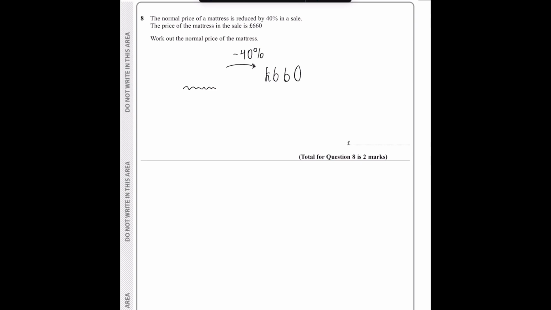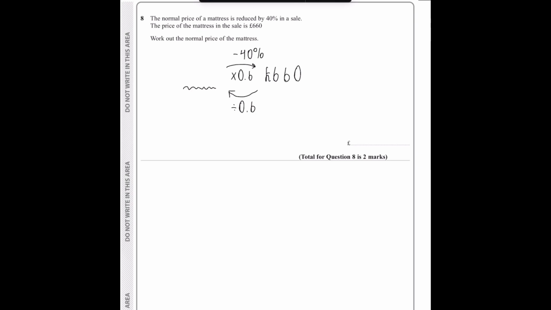But we want to work out what the normal price of the mattress was. So the first thing we want to do is figure out, what do you need to times by to reduce the price by 40%? So you can times it by 0.6, can't you? But to go back, the opposite of timesing by 0.6 is dividing by 0.6. So what you can then do is divide by 0.6. But here, that might be slightly difficult because we don't have a calculator. So what other way could we do this?